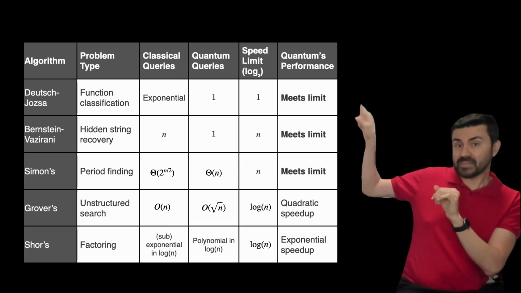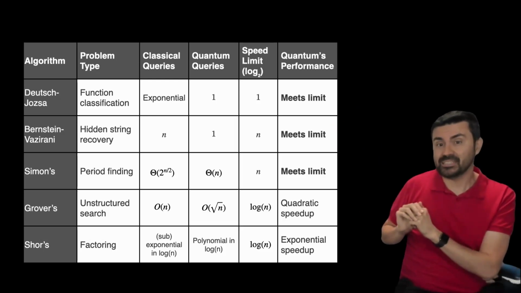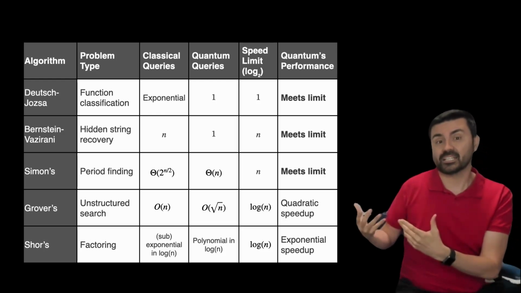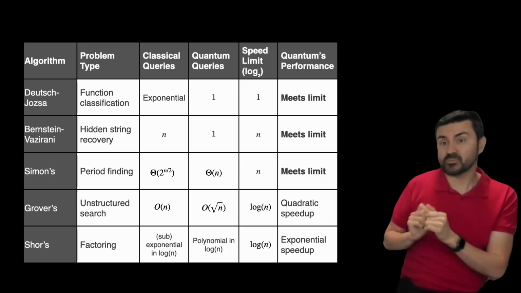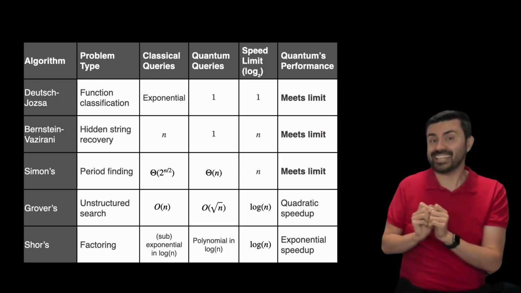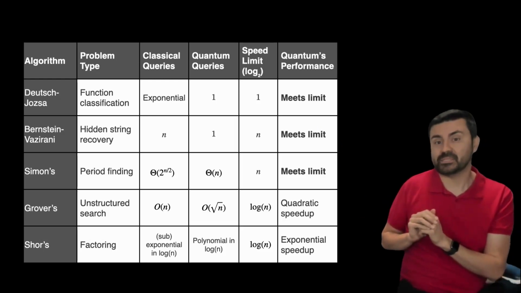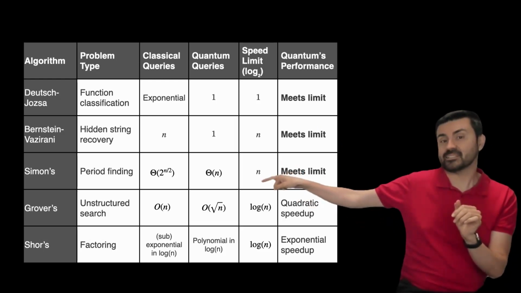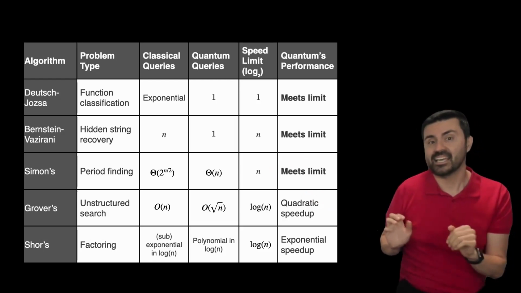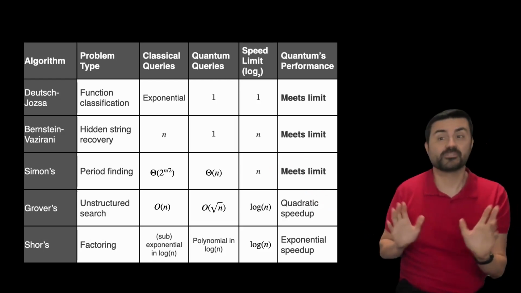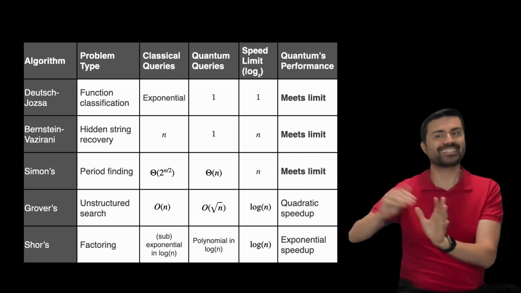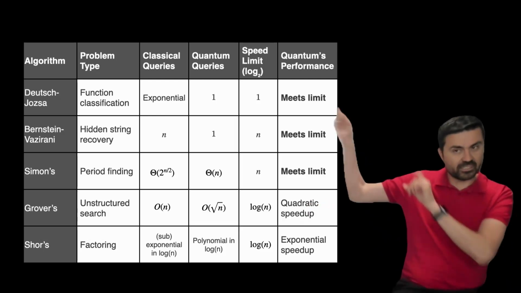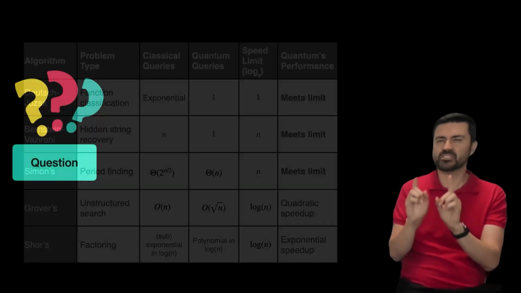And notice that some of them actually do meet the speed limit, and some of them don't, but they get closer. So for example, Deutsch's algorithm, which is the one that we're going to talk about today, does manage to hit the speed limit. Whereas for Grover's algorithm, the speed limit is logarithm, and the classical computer does it in big O of n, and the quantum computer does it in big O of square root n. So it got better, but not yet hit the limit.